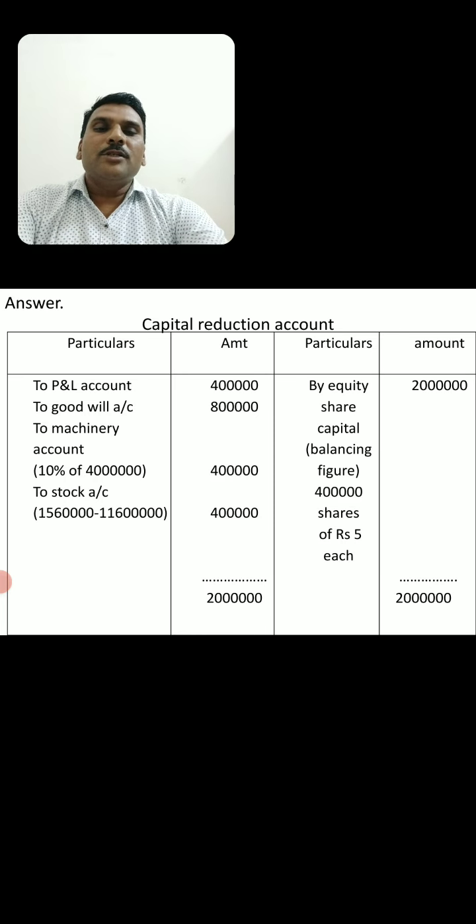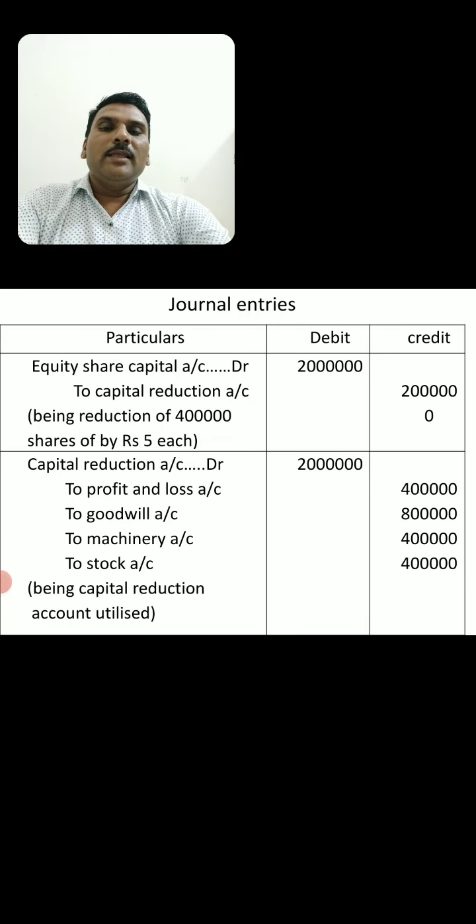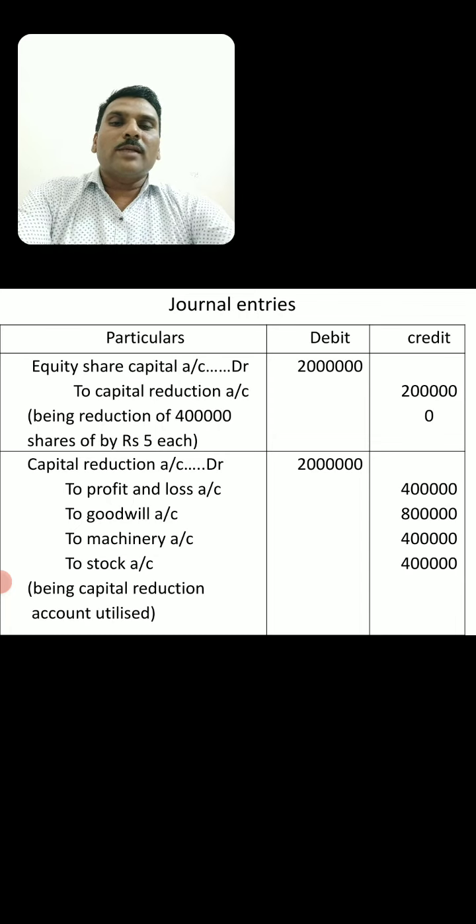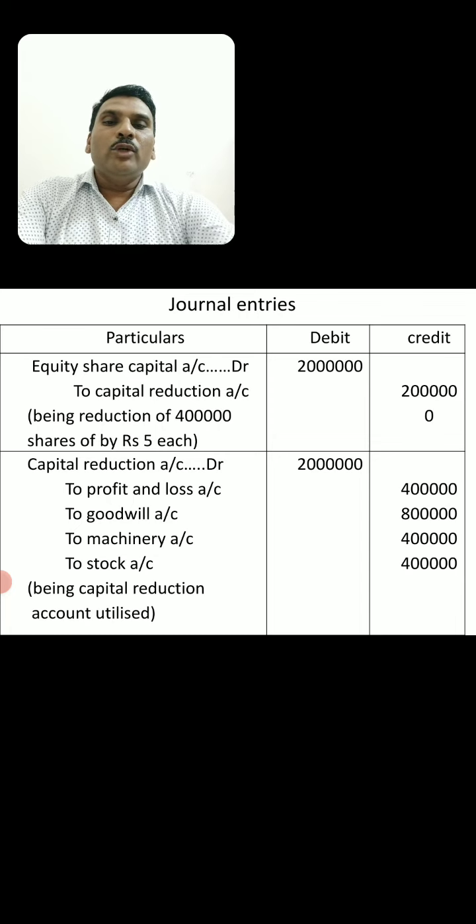Now we have to pass the journal entries, and we will see in the journal entries how the equity share capital which was sacrificed by the equity shareholders is transferred to the capital reduction account. Here we pass the journal entry: equity share capital account debit to capital reduction account, being reduction of 4 lakh shares by rupees 5 each. Means here the face value of the shares was reduced to rupees 5. The old face value of the share was 10. Now the new, that is reduced value, is 5 each. Therefore the total capital reduction amount is 20 lakh.